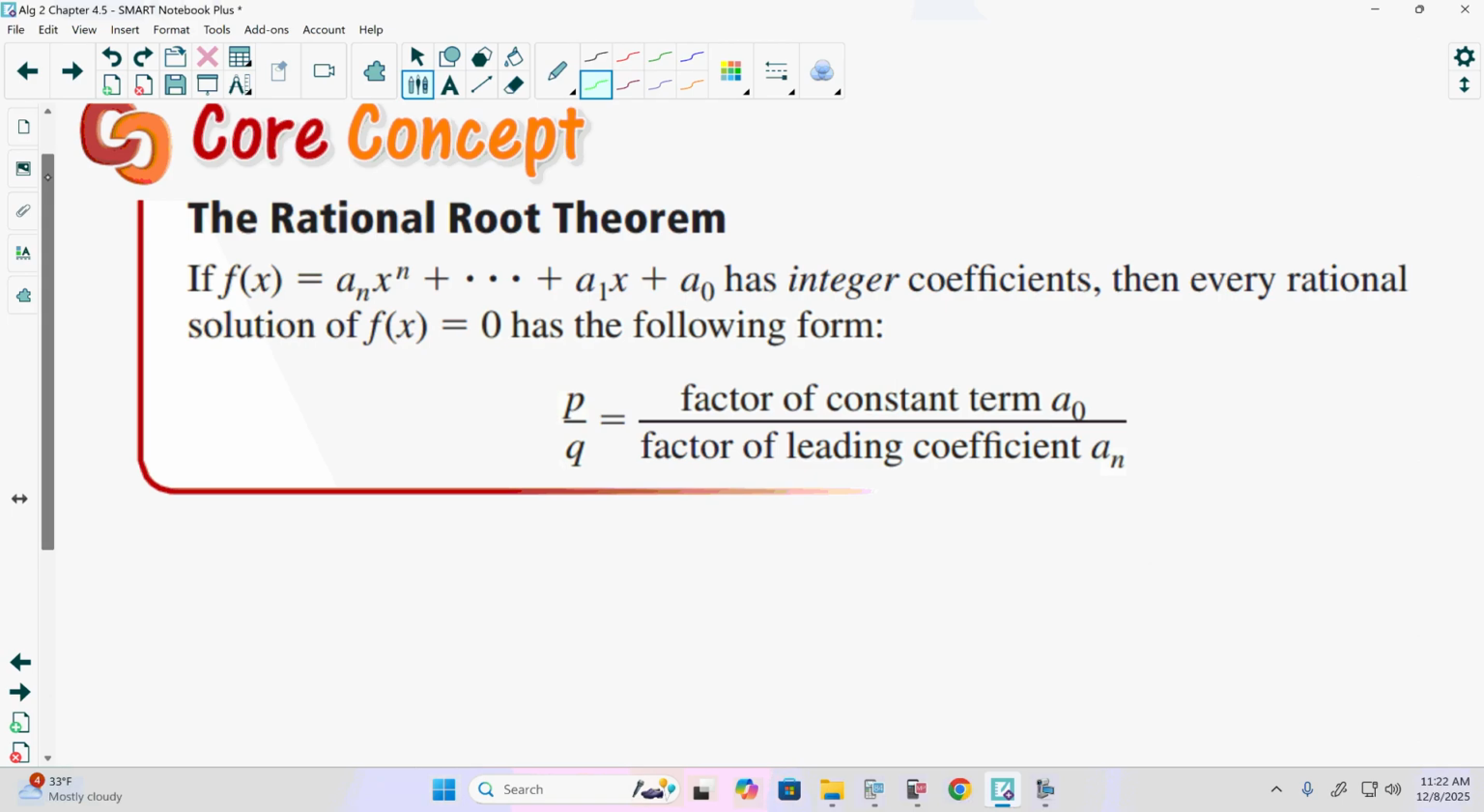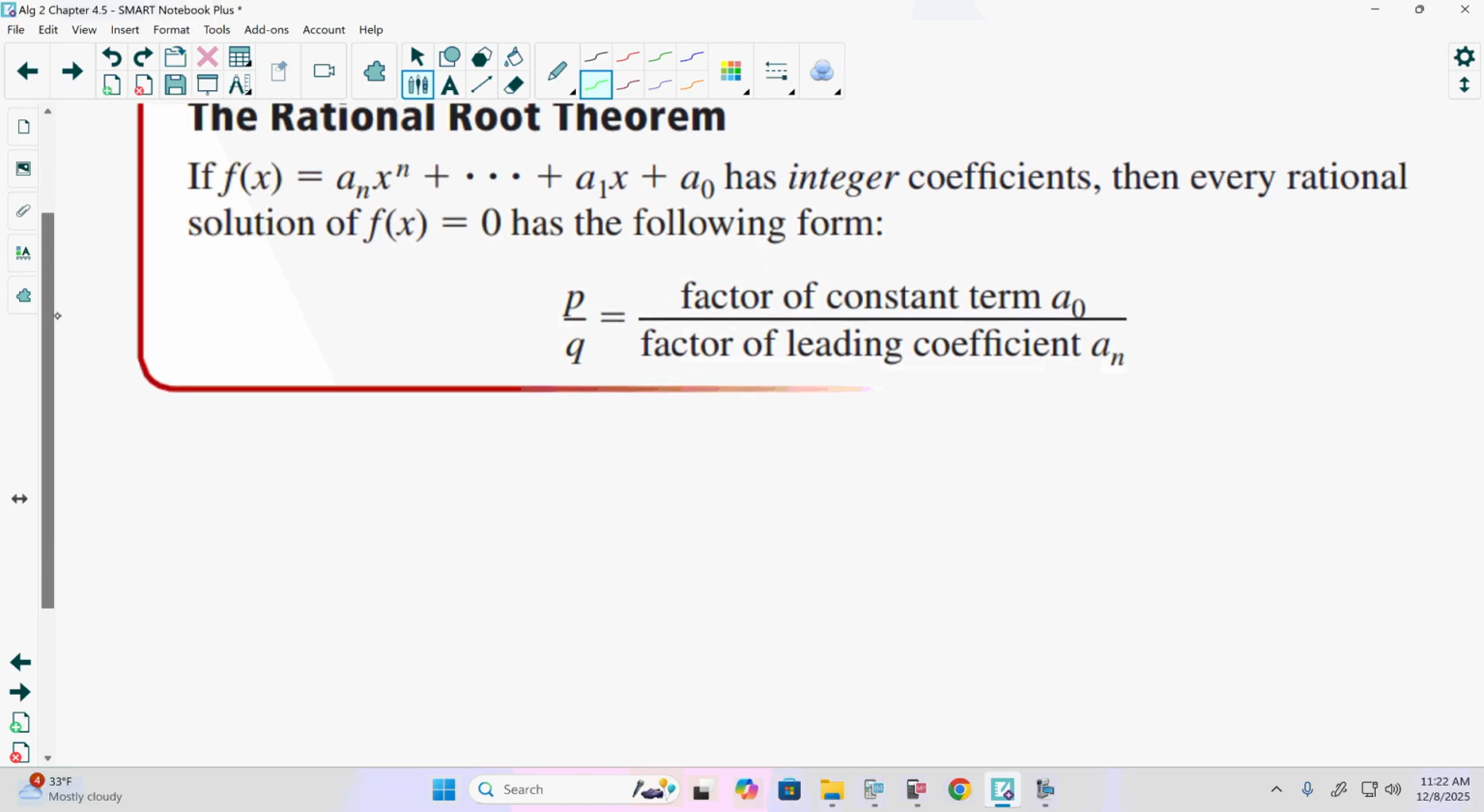And the rational root theorem states for any polynomial function, that's a sub n, x to the n plus dot dot dot a sub 1 times x plus a sub 0, any polynomial function that we could possibly have is going to have integer coefficients, that every rational solution of the function f of x equals 0 has the following form: plus or minus p over q, where p is the factors of the constant term and q is the factors of the leading coefficient.